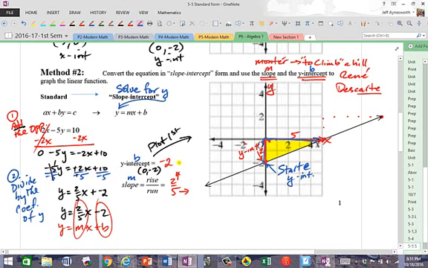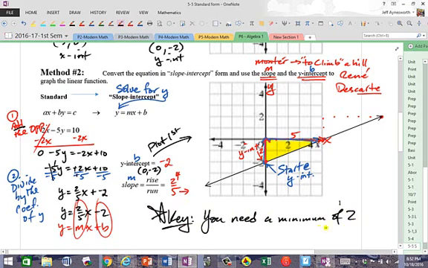You got to have 2 points to determine a line, right? You got to have a starting point, and then the second point will help you draw the line. You need a minimum of 2 points to graph a line. So keep that in mind.